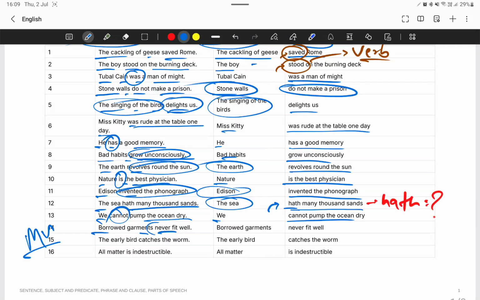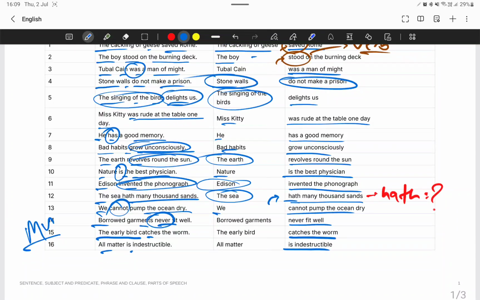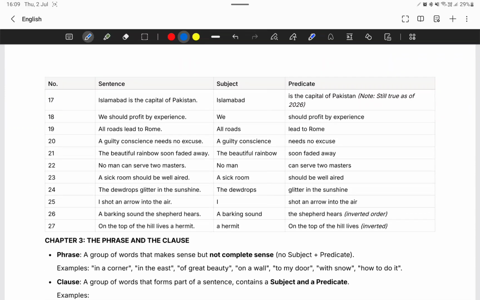Borrowed garments never. Never is a verb, so the predicate starts from never. The early bird catches. Catches is a verb, so catches the worm is predicate. All matter is verb. You understand? I hope you understand. Next we have Islamabad is the, so is, and it's still true as of 2026. That's a fact.